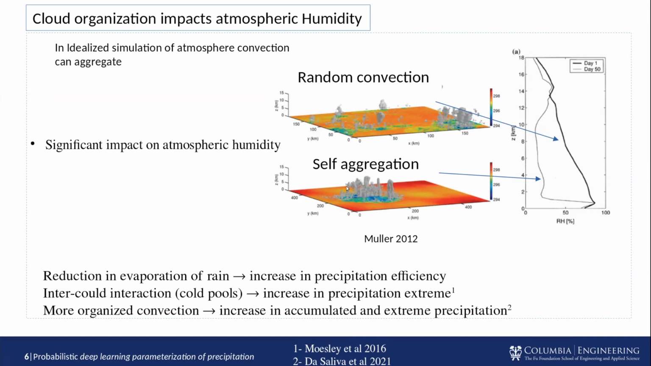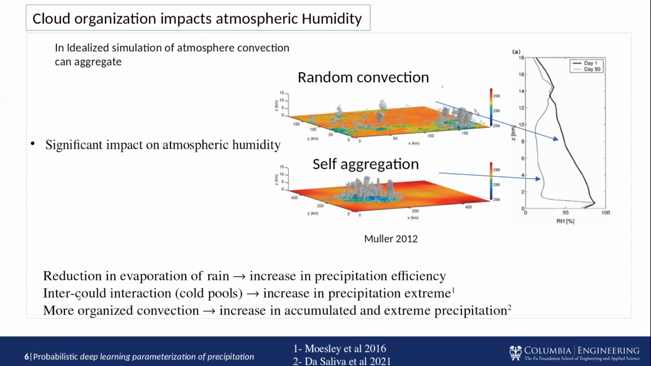So now in the case on the bottom, precipitation is happening only in this moist region. That means that when precipitation travels through a column of atmosphere, it evaporates less because the atmosphere is more humid, and that increases the precipitation efficiency. And that means that the rain rate at the surface becomes larger when we have organization.